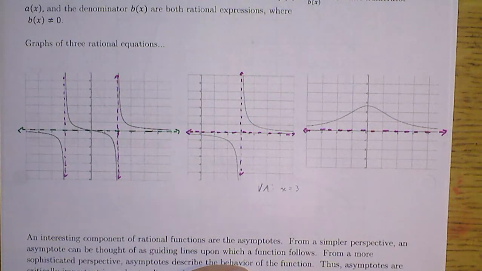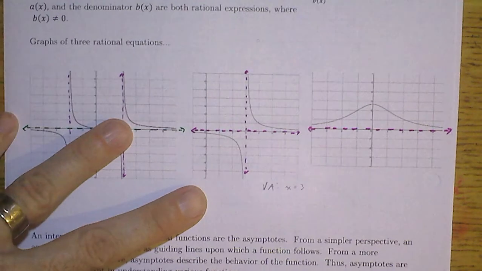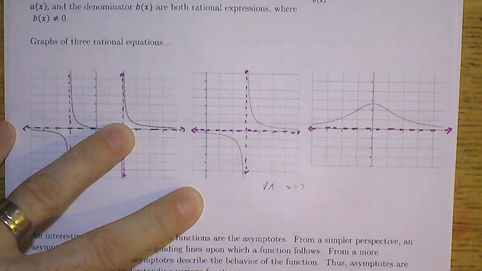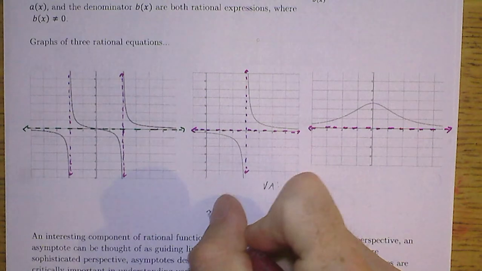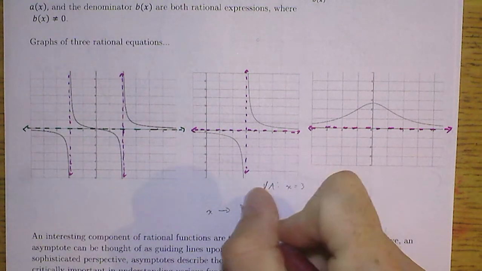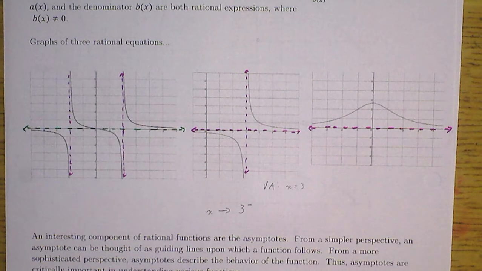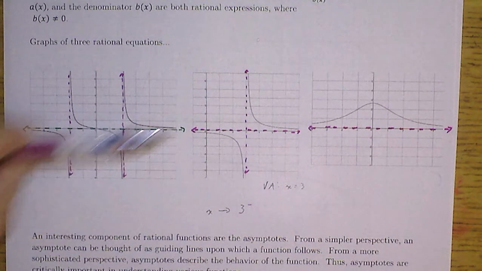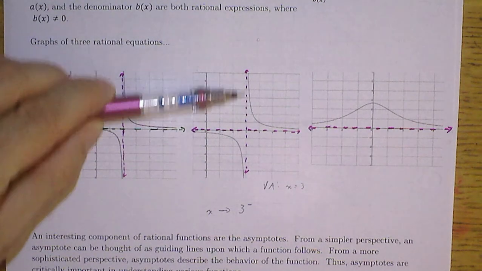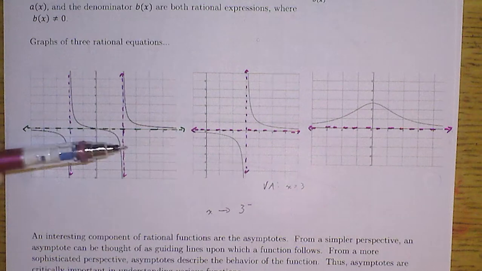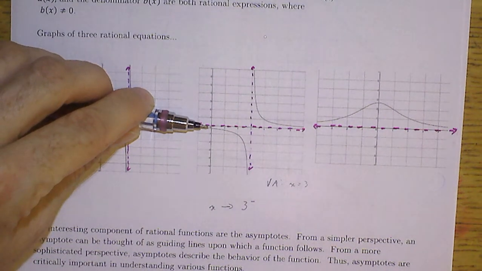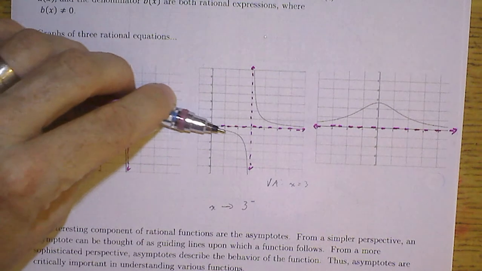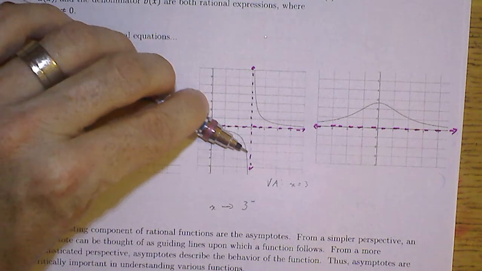Now, here's a really bizarre part about it: I'm going to let x approach 3 from two different ways. First, I'm going to let x approach 3 from the negative side. My asymptote x is equal to 3 is that purple vertical line. If I let my function approach that asymptote from the left side, from the negative side, we see the function goes down.